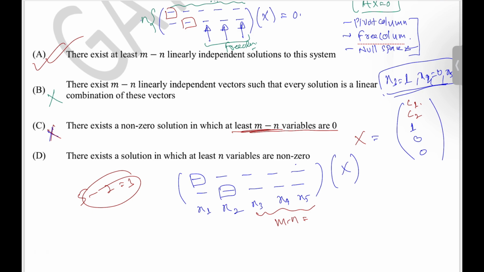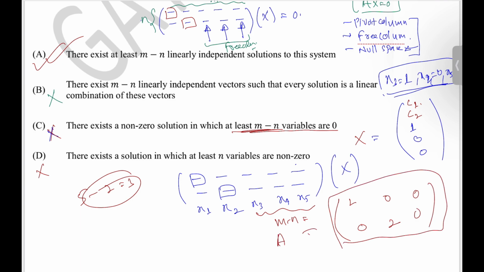Option, right? And option D: there exists a solution in which at least n variables are non-zero. This option is also incorrect. We can easily look at this. Let's take an example of a matrix, maybe 0 2 here and 0 0. Suppose this matrix is A, and we are trying to find the solution for Ax equals 0. So we have 2 pivots, right, and only 1 free column. So there would be one special solution, and we will set x3 to 1, right?